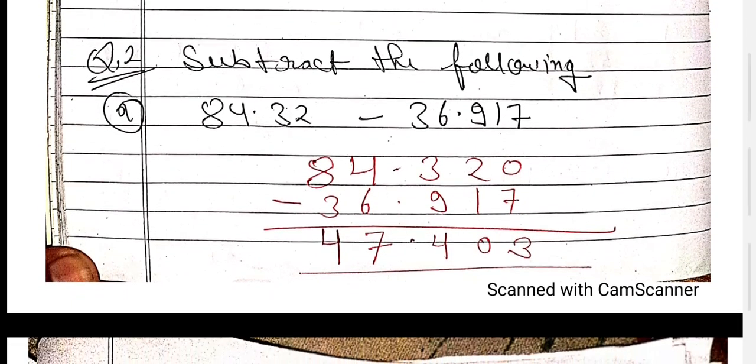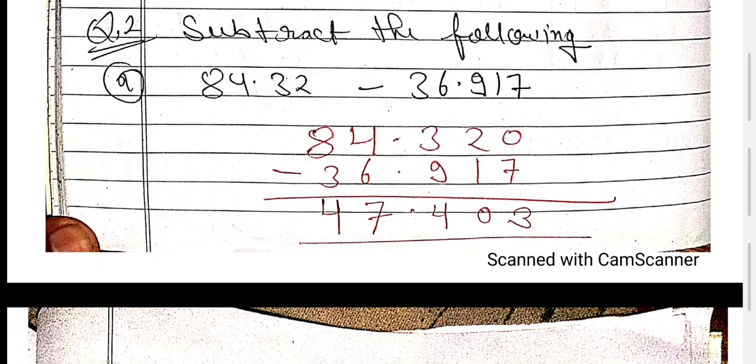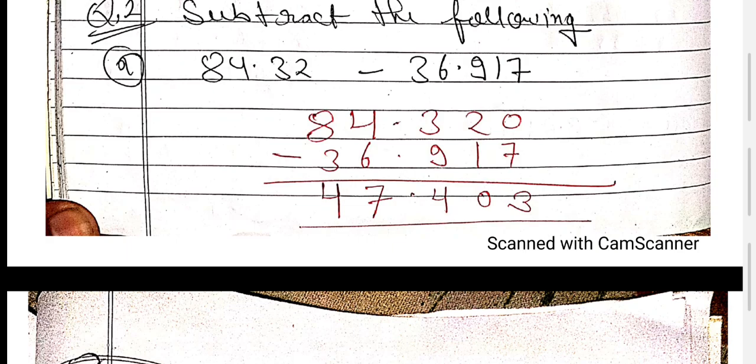Now subtract. Subtract the following. First write this number and second write this number. They have 2 decimals and 3 decimals, so increase 0 to make them like decimals. Now 0 minus 7 not possible, take 1 carry, it becomes 10. 10 minus 7, 3, it becomes 1. 1 minus 1, 0. 3 minus 9 not possible, take 1 carry, it becomes 13. 13 minus 9 becomes 4.